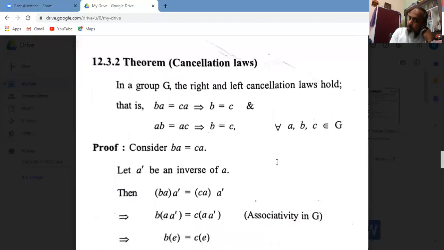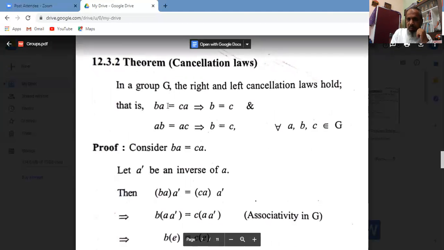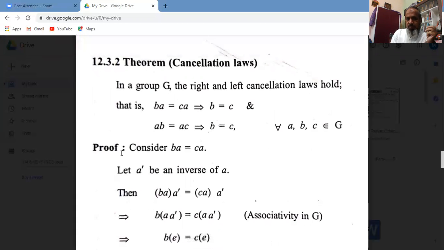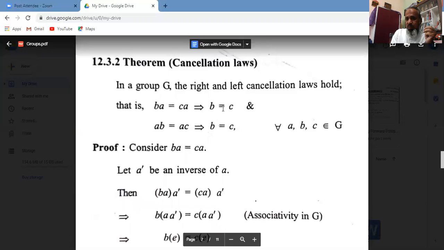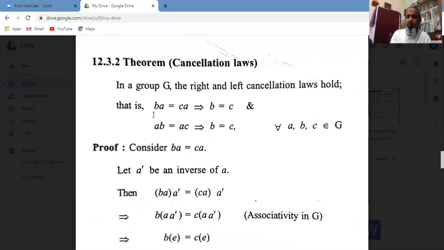So by using the properties of groups, we can prove these left and right cancellation laws. So consider BA is equal to CA. Now, if BA is equal to CA, we have to prove that B is equal to C. So how to prove? We cannot just cancel the right side A like that. Here we have to prove it by using the properties of groups.